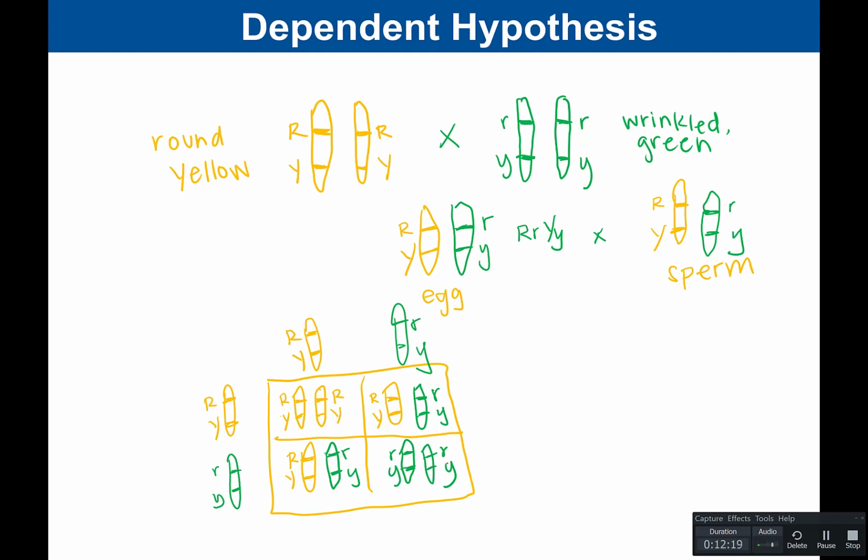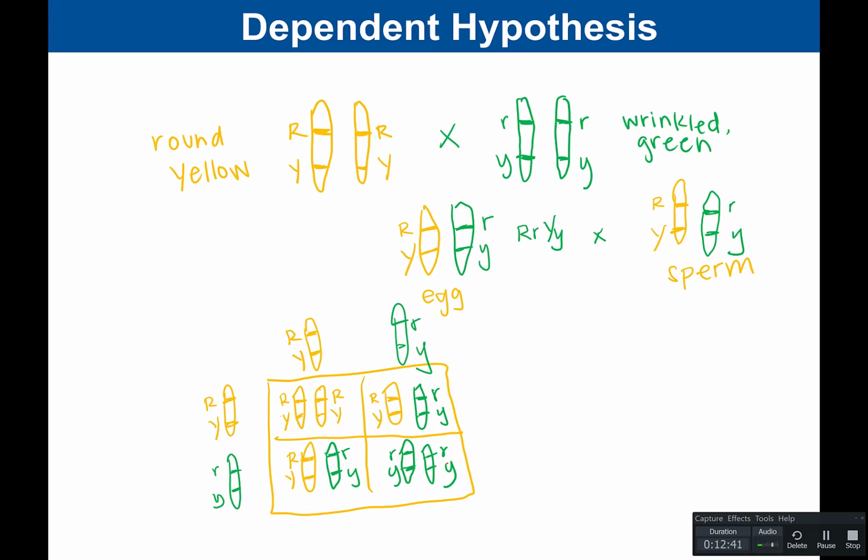So again, you would expect to see 3/4 of the offspring would be round and yellow, 1/4 of the offspring would be wrinkled and green. And that's the dependent hypothesis. This is not what Mendel saw, though. He did not get this expected ratio, which showed that these genes are not dependent.